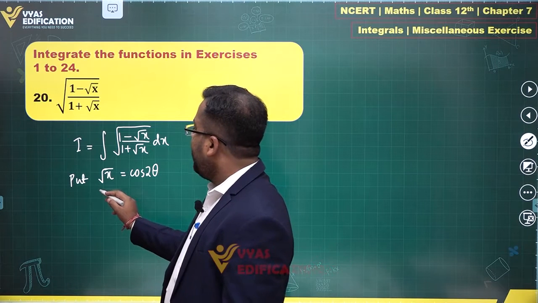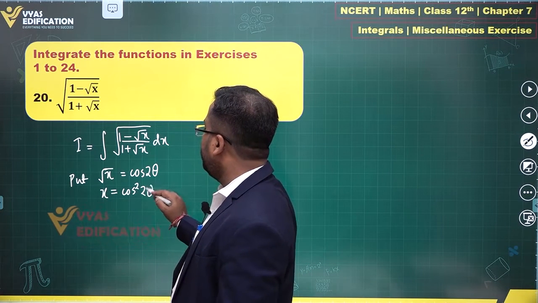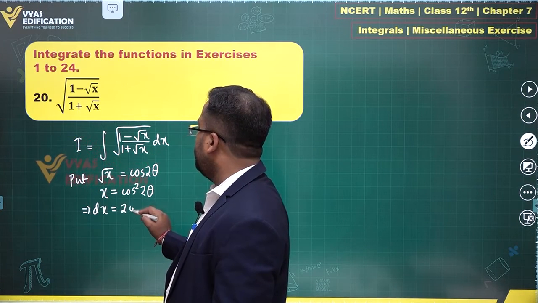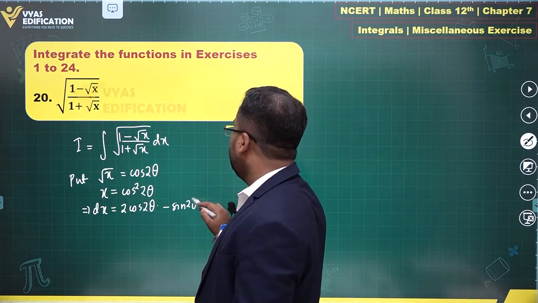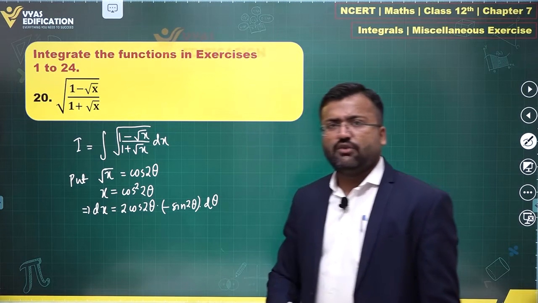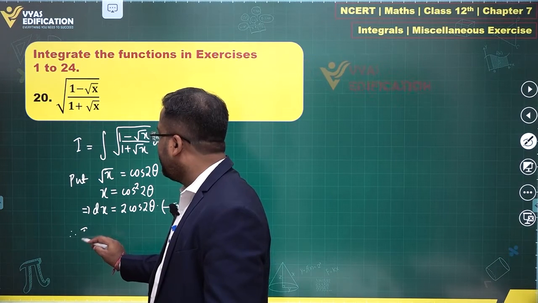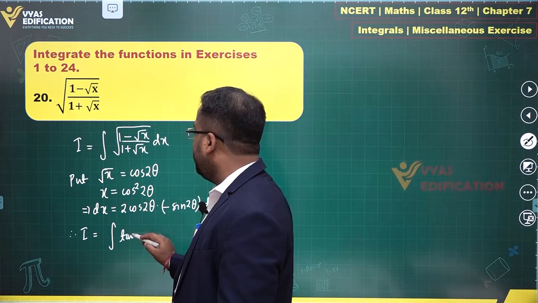Yes. x here will be cos square 2 theta, and the derivative dx will be 2 cos 2 theta times minus sin 2 theta d theta. This is what you'll have. Is that okay? Yes. Therefore, in the integral, this becomes under root of tan square theta, which is tan theta.